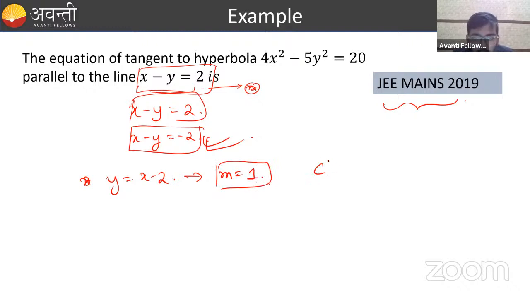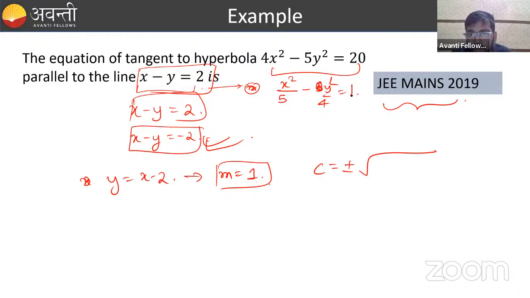If we want to find out c from the value of m, c will be equal to plus or minus the square root of a²m² minus b². Here we will convert this equation into the standard form. This will be x² upon 5 minus y² upon 4 equals 1. Now we will substitute the values: this is a² and this is b². So a² is 5, m² is 1, and b² is 4. So we get the c value as plus or minus 1, right?